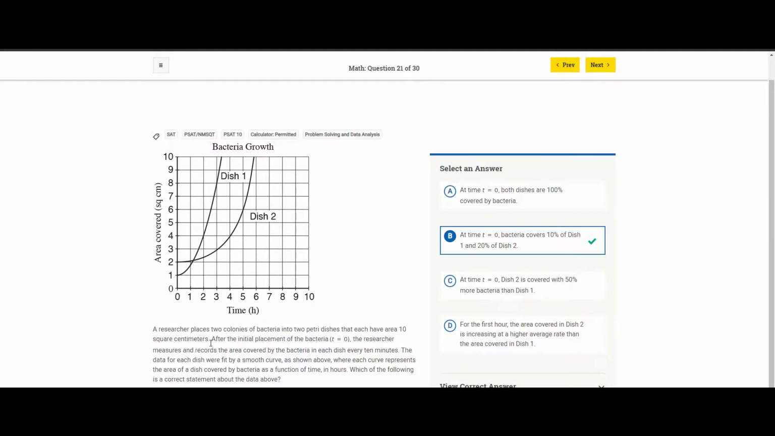Oh yeah, that's definitely 10 square centimeters. Again, read the question, guys. 10 square centimeters. That's definitely 10% and 20%. That's definitely why that's the correct answer.